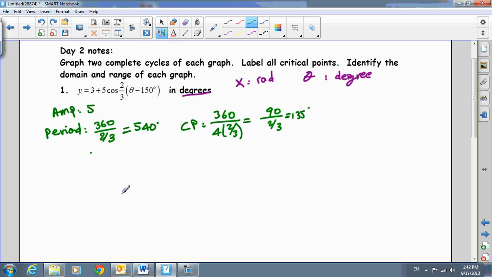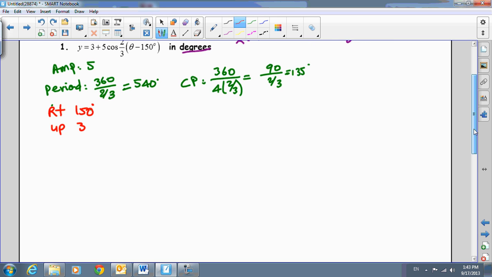All right. Let's go ahead and look for our left and right shift. I know that with my negative 150, I'm moving to the right 150 degrees. The plus 3 tells me I'm moving up 3 units.